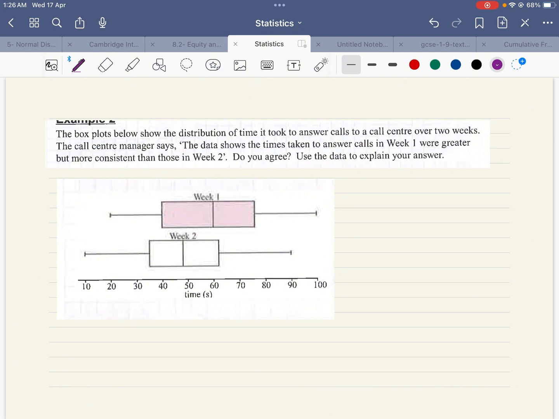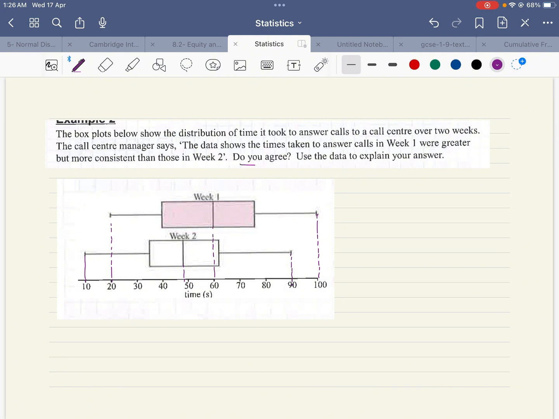In week 1, it took them at least 20 seconds to answer the call, but in week 2 it took them a minimum of 10 seconds. The maximum time to answer a call in week 2 was 90 seconds, whereas for week 1 it was 100 seconds. The median time is 48 or 49, whereas this is about 60.